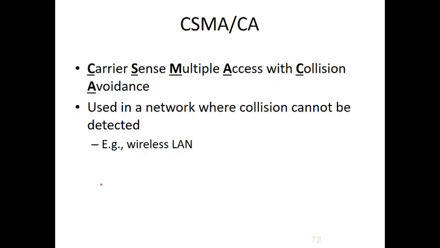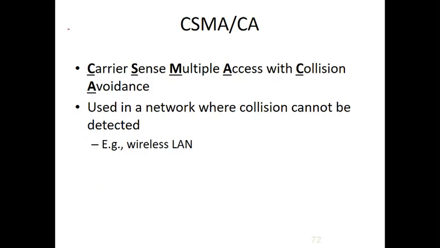CSMA CD we use for wired LAN, and here we don't use any acknowledgement. Frame transmission needs to be identified with the help of collisions. If there is no collision until it transmits the complete frame, then the frame transmission is successful. Otherwise, if there is any collision, it has to stop sending the frame, send the jamming signal, and then retransmit the frame. So this is CSMA CD.